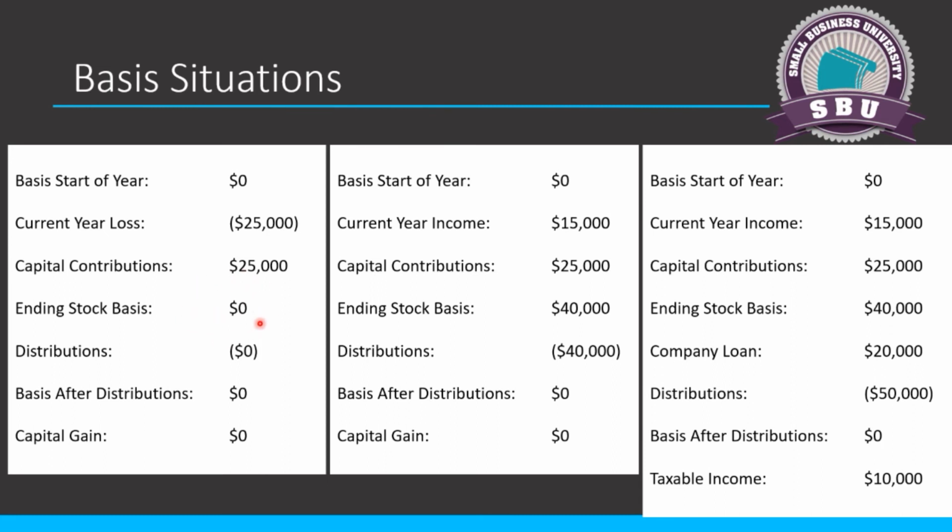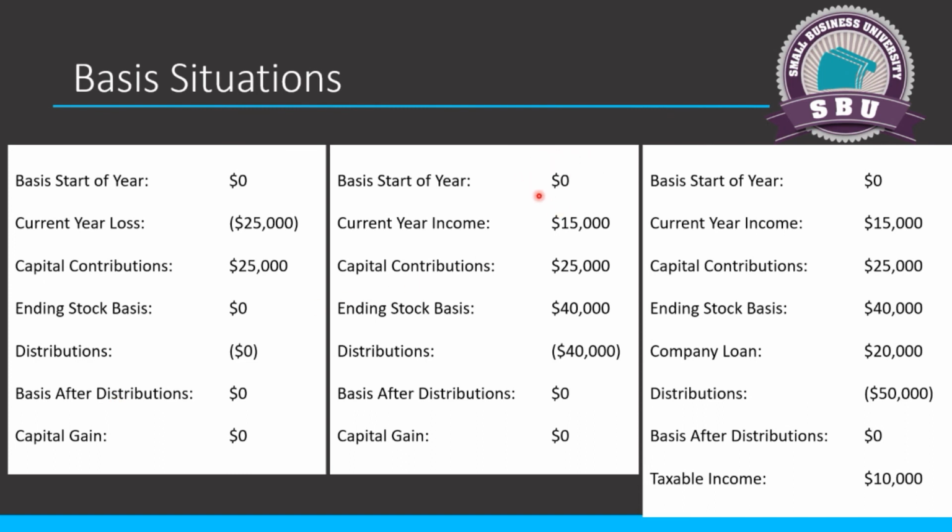Now, if you put $25,000 into a business and you lose it all, is there any money left over to distribute? No. So your distributions are going to be zero too. Basis after distributions is zero, capital gains zero. This scenario right here is just fine. And how it happens a lot of times, they can't distribute more money than they've got or that they put into these things, right? Let's go over to this other one.